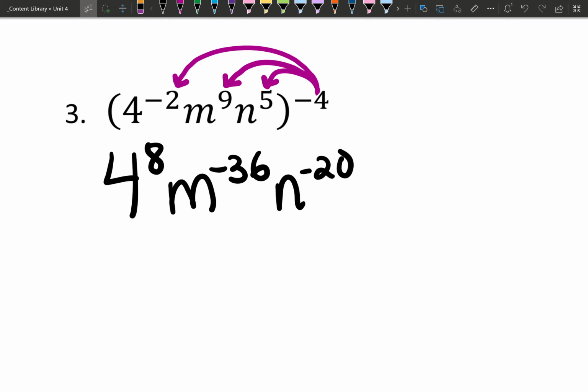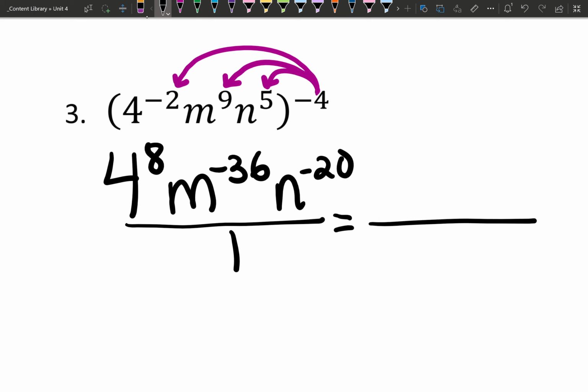We can't stop there because 1, we have 4 to the 8th, which we can simplify, and 2, we have some negative exponents that we need to take care of. All right, so because we have negative exponents, I'm going to set this up as a fraction, so it'll be easier kind of to look at. First of all, let's find out what 4 to the power of 8 is.